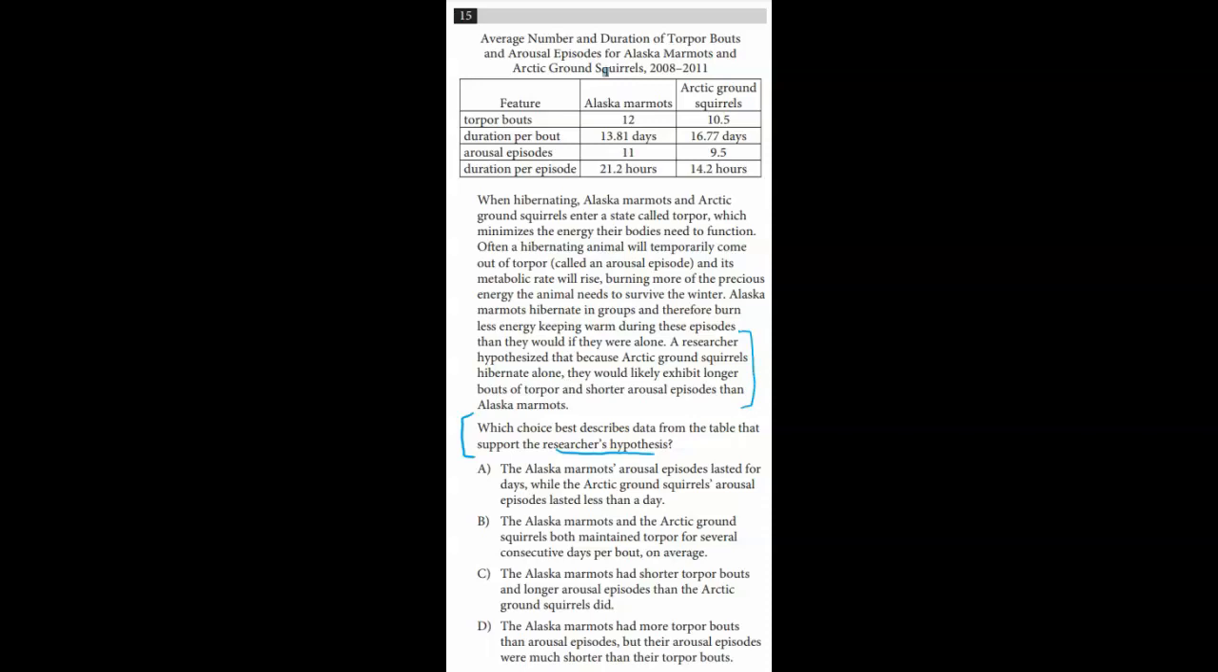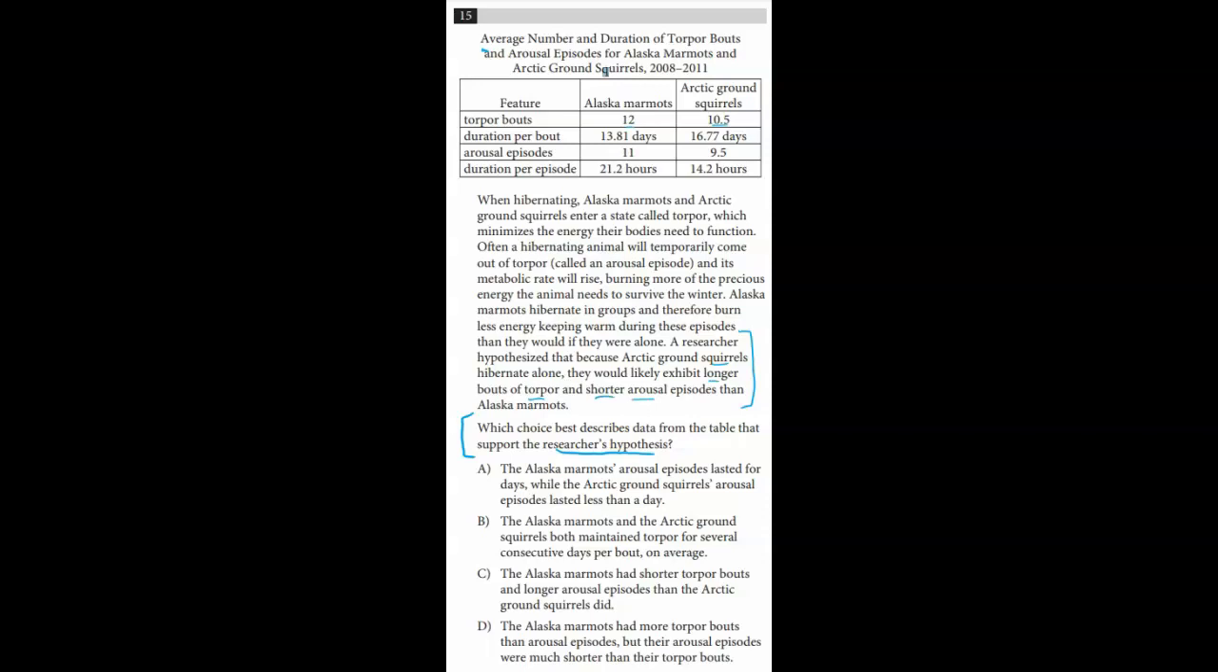A researcher hypothesized that because Arctic ground squirrels hibernate alone, they would likely exhibit longer bouts of torpor and shorter arousal episodes than Alaskan marmots. Okay, cool. So, what in the table supports that? Well, let's find out. So, torpor bouts for Alaskan marmots are 12 and Arctic ground squirrels is 10.5. So, what does she say? She thinks the squirrels will have longer bouts of torpor and shorter arousal episodes. So that's what we're going to look for.